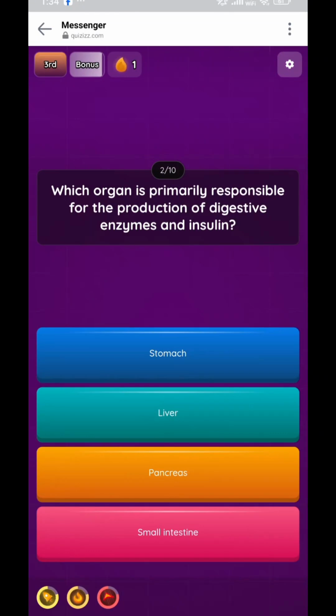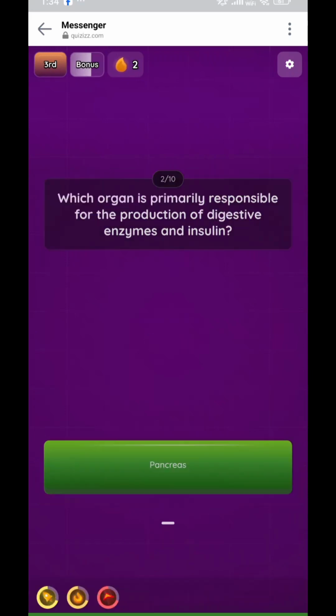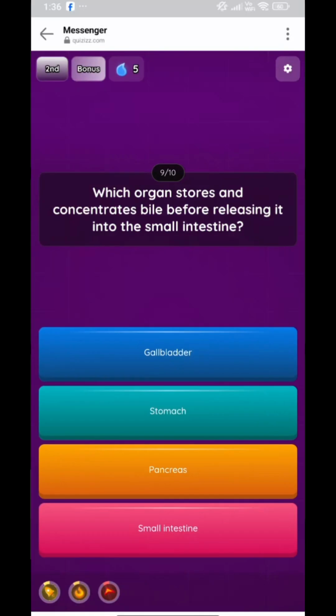which organ is primarily responsible for the production of digestive enzymes and insulin? Miss Joanna May, what is your answer? It's our pancreas po, ma'am. Now let's see if it is. Yes, very good. That is our pancreas. Next, which organ stores and concentrates bile before releasing it into the small intestine?